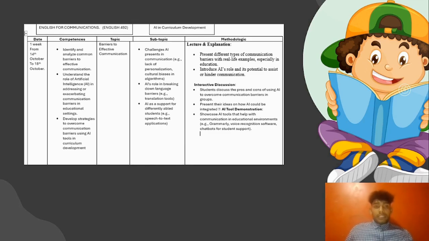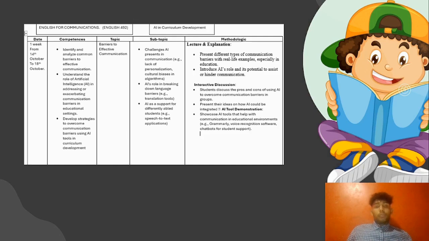Okay, the second subject that I chose for this presentation is English for Communication, English 292. This is based in AI curriculum development. The topic that they have to learn during the week is barriers to effective communication. The students have to develop three competences, and also we will have three subtopics during the week.